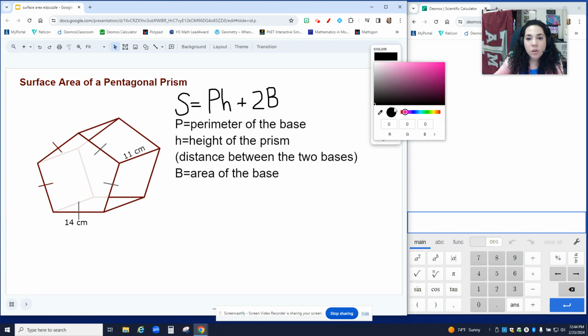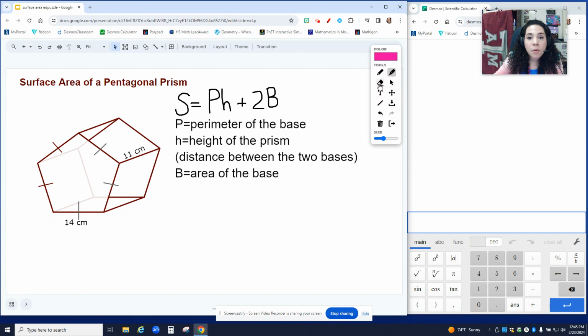Let's even go a step further here. The shape of the base are the two sides that are going to be parallel to each other and congruent. So here, when we're talking about the pentagonal prism, these pentagons are parallel to each other and they're congruent in shape. So they have the same shape, same size pentagon. Okay.